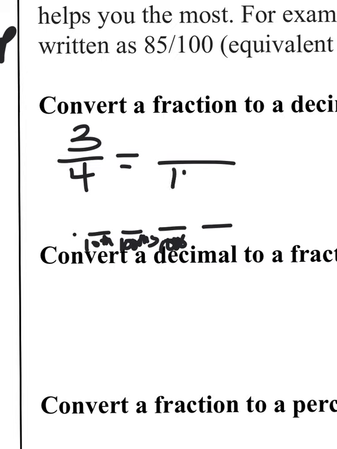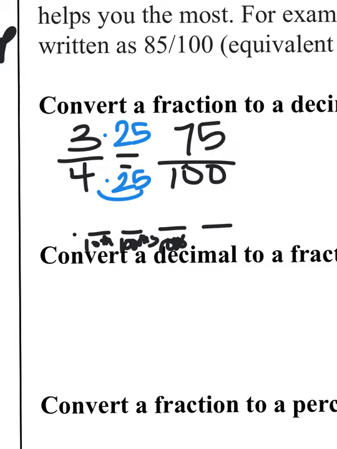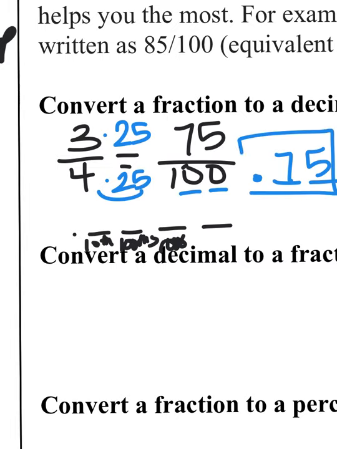So we could start with 10, but 4 doesn't go into 10 evenly. So let's try adding another 0. 4 does go into 100 evenly by 25. 4 times 25 is 100. So if we multiply the top number by 25 also, we would get 75. So 3/4 is equivalent to 75 over 100. Now the cool thing about that is, however many zeros are there, that is the number of spaces you're going to have to the right of the decimal. And then you're just going to fill your number in, just like that. Okay?